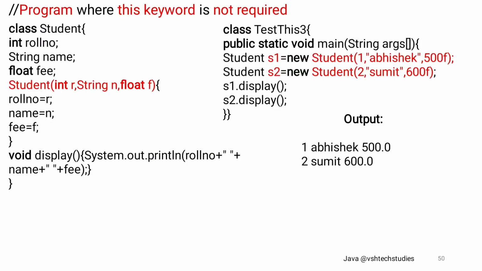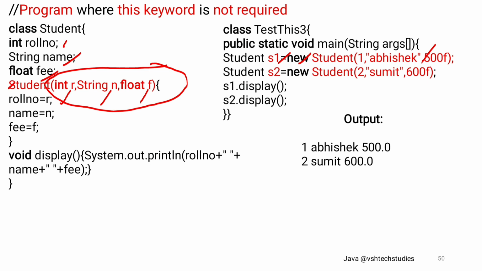So in this program, when an object is created in the main program with the new operator, and at the time of creation parameters are passed, then the parameterized constructor is invoked. If we observe here, the names of the formal parameters are different: R is used, which is not the same as the instance variable roll number; N is used, which is not the same as the name instance variable; F is used, which is not the same as the fee instance variable.